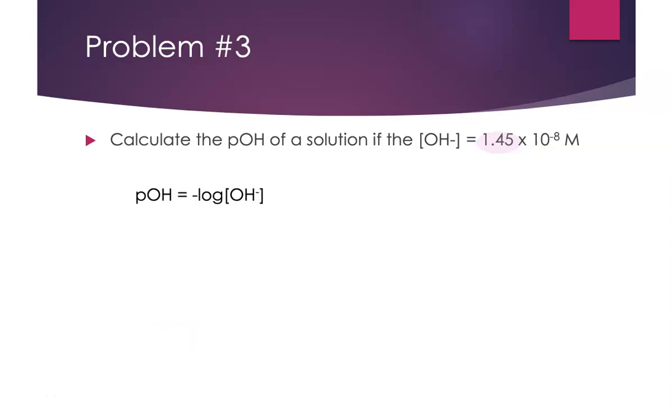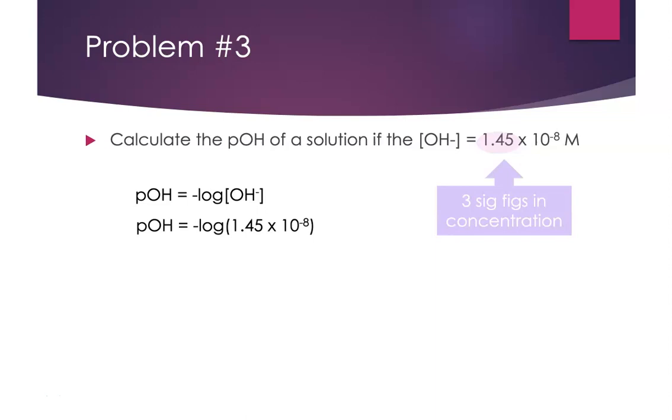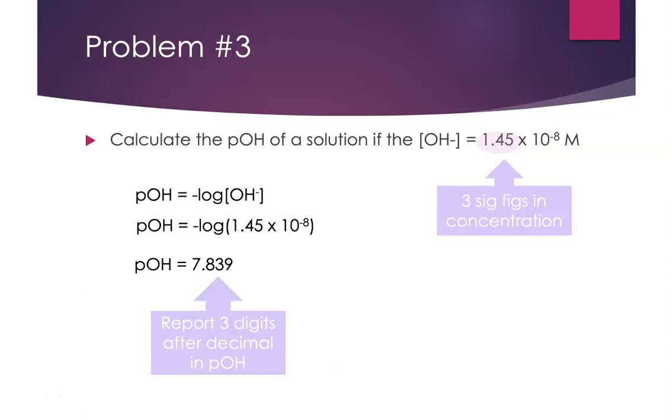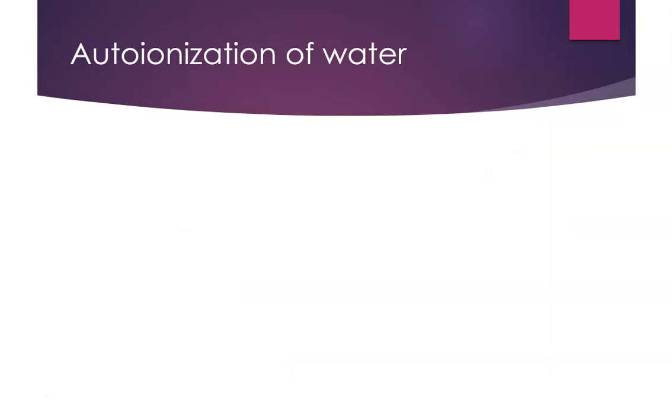The pOH is defined as the negative log of the hydroxide ion concentration, which I was given. Let's substitute that in. And again, we need to put that into our calculator. We know there are 3 sig figs, so I'm going to report my pOH with 3 digits after the decimal. Again, pay attention to how you put it into your calculator, so that you get the correct answer.